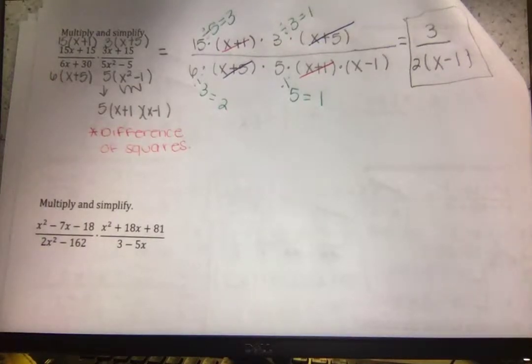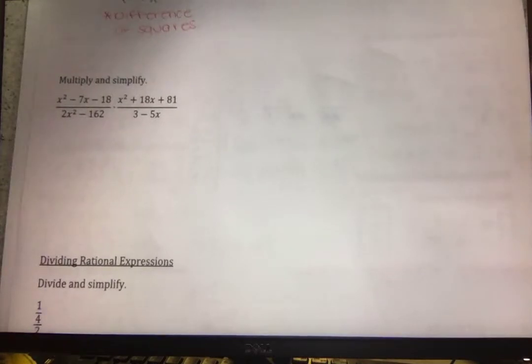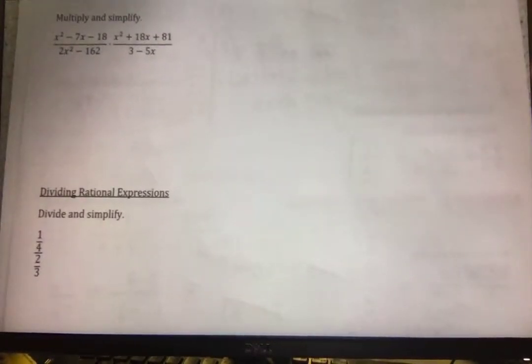Multiply and simplify: (x squared minus 7x minus 18) all over (2x squared minus 162), times (x squared plus 18x plus 81) all over (3 minus 5x). Yeah, it's just a lot. So it's really important to be really neat and organized with your work here. So what I'm going to do is factor each one separately.